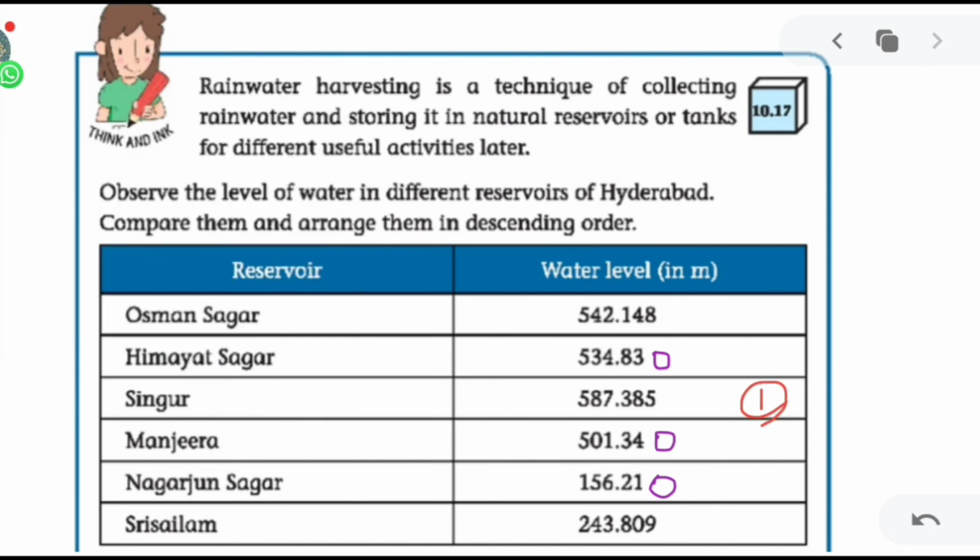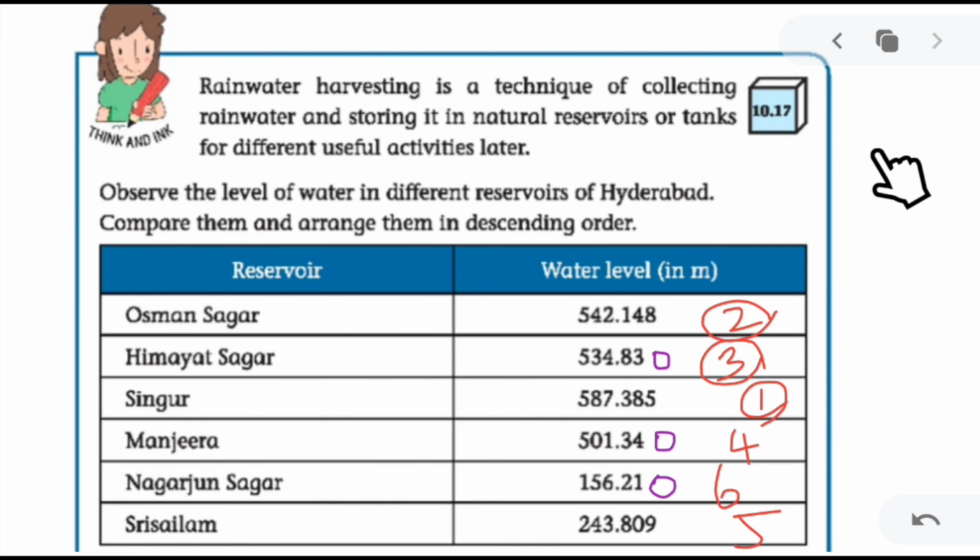And next, 587.385 is first, and next one is 542.148. Second one is 542. And third one is 534. And fourth one is 501. And fifth place, 156 or 243. Which one is greater? Yes, 243.809. So this is fifth place. And last place is 156.21. So this is the descending order.